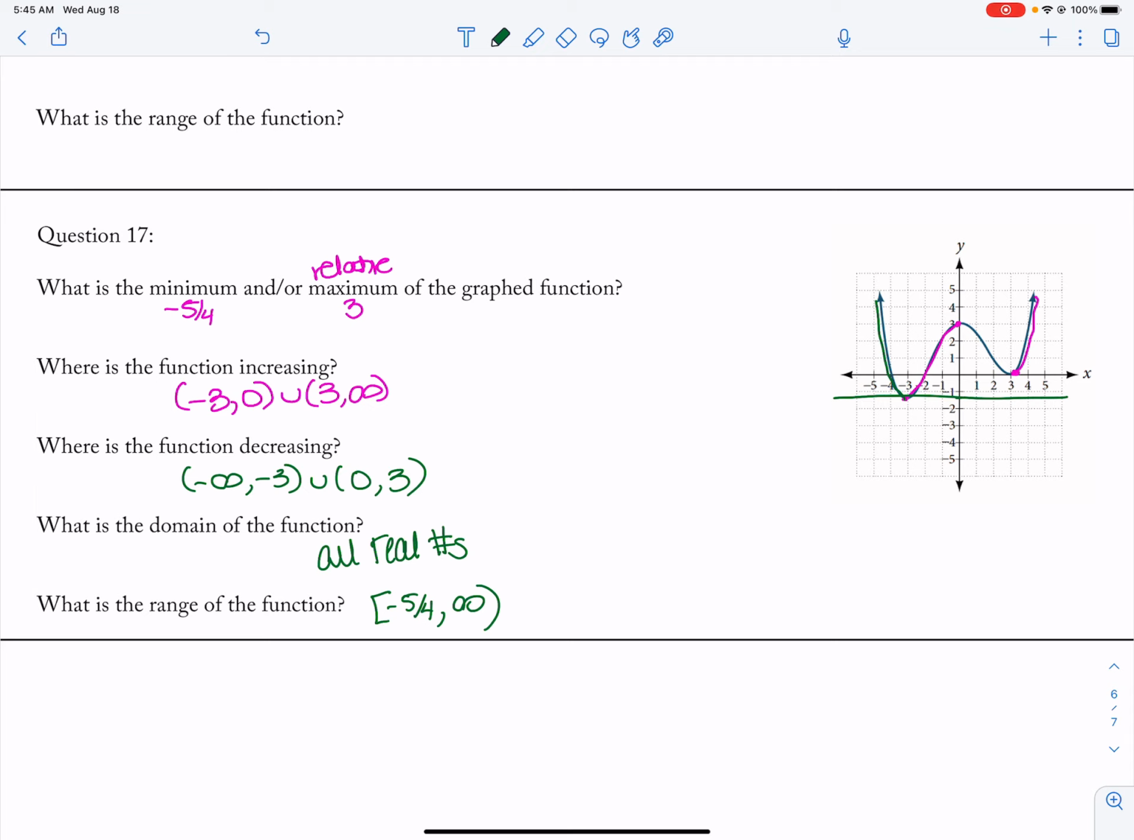Okay, and that gets you through the first problem set, all the odd questions. Now you go ahead and try all the even ones.